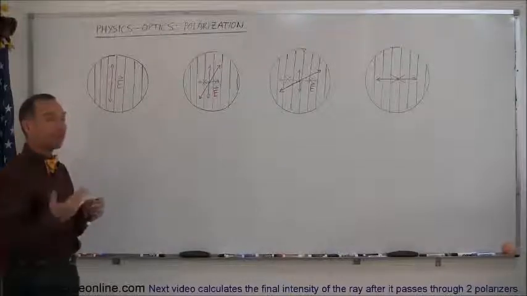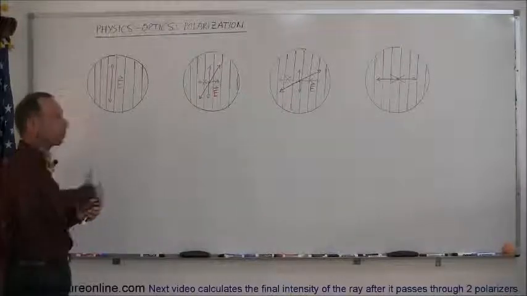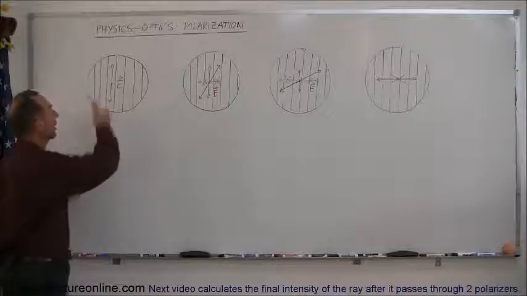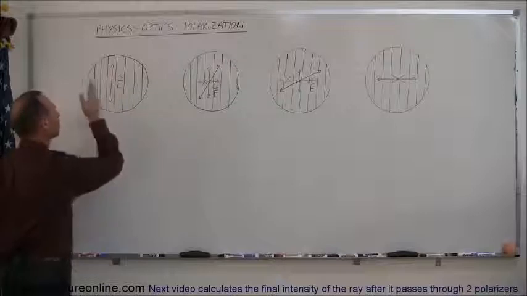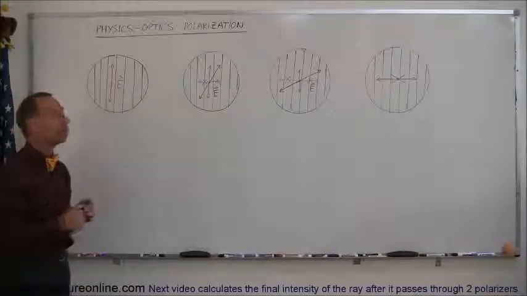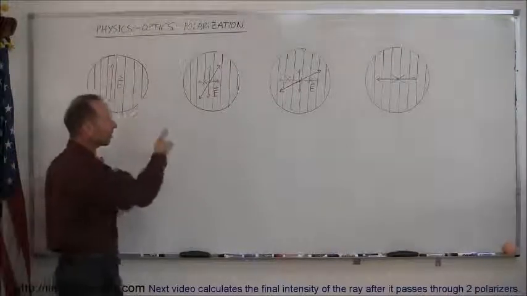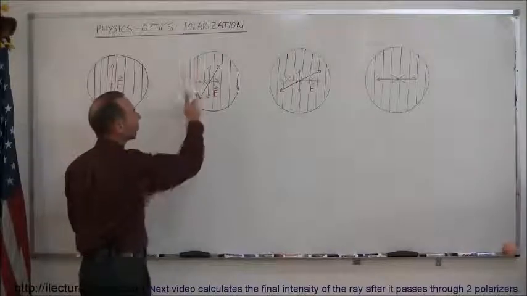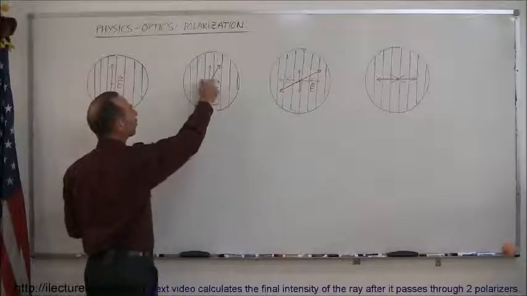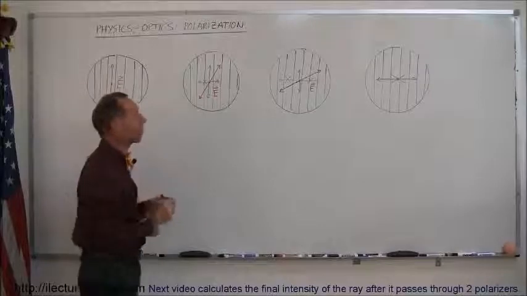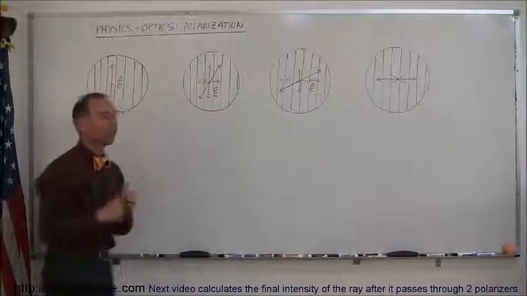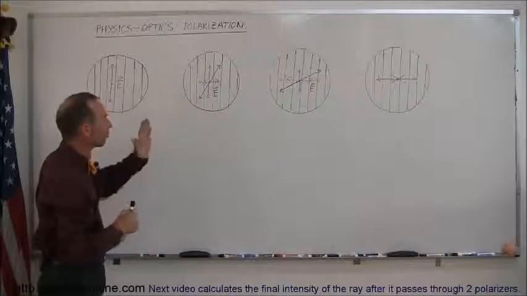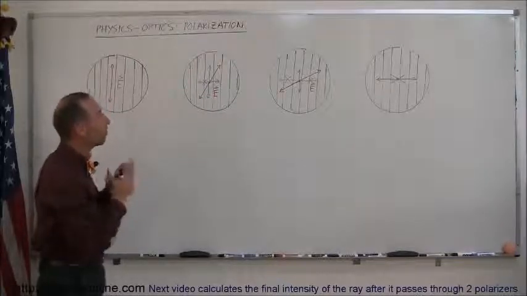Now, if we have, let's say, light that comes in with the electric field oscillations going vertically, and the polarizers are oriented vertically, then the light has no trouble getting through. It goes right through the polarizer unchanged. But if the electric field oscillations are at an angle relative to the polarizer, then the components perpendicular to the direction of the polarizer will get canceled out, and only the components of the electric field oscillations in the same direction as the polarizer will make it through.